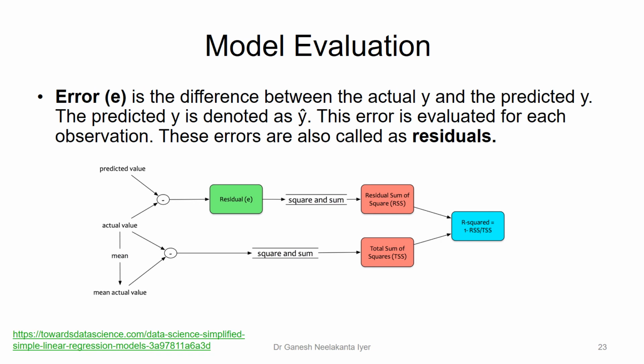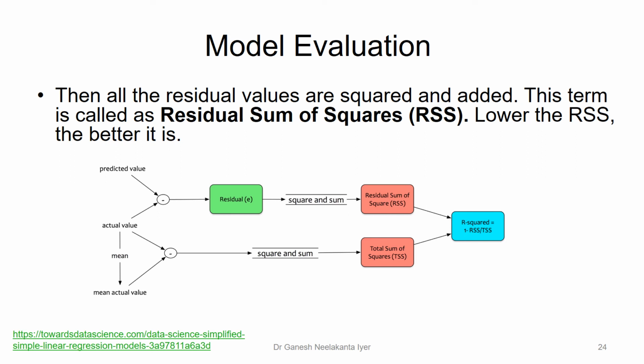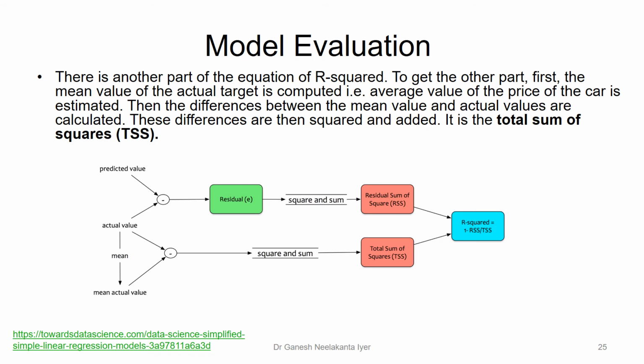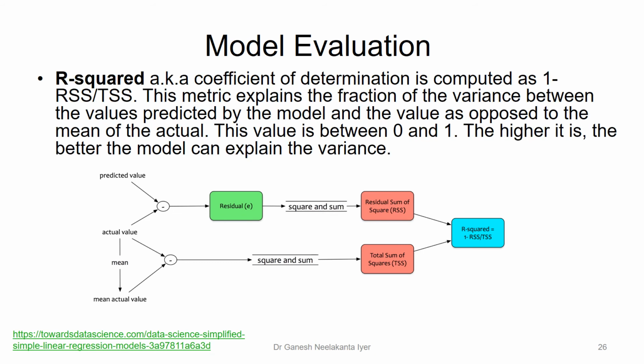So here the error is the difference between the actual y and the predicted y. They are also called residuals. Then all the residual values are squared and added, which is called residual sum of squares. Lower the RSS, better it is. There is another important part of the equation, as I said before, which is the total sum of squares. To get this part, we calculate the mean value of the actual target, which is nothing but the average value of the price of the car. Then the difference between mean value and actual value, and these differences are squared and added. And finally our metric R squared, also called coefficient of determination, which is 1 minus RSS over TSS. So the higher the value, the better the model can explain the variance.